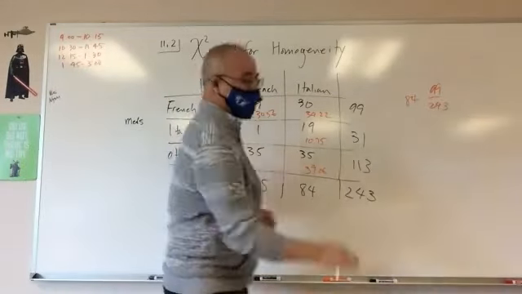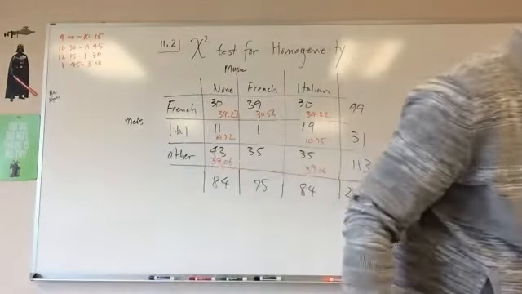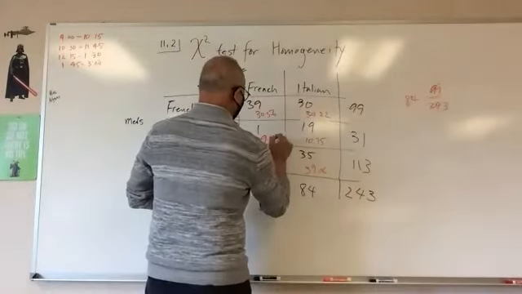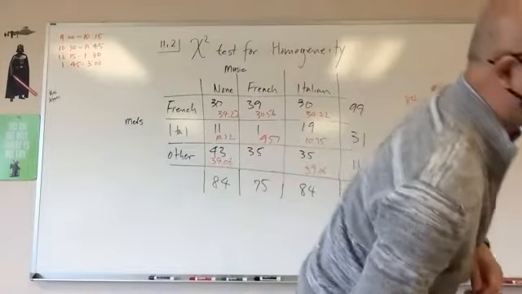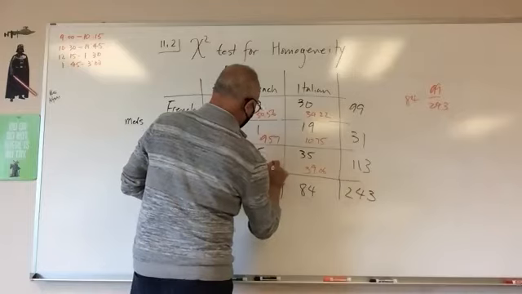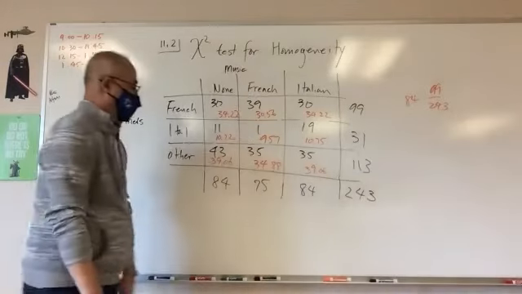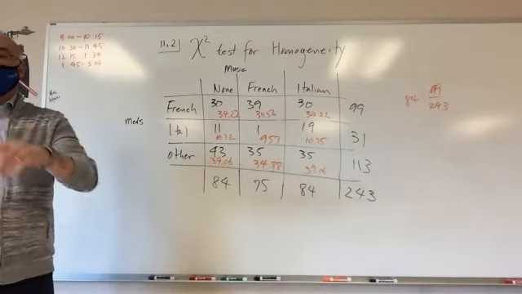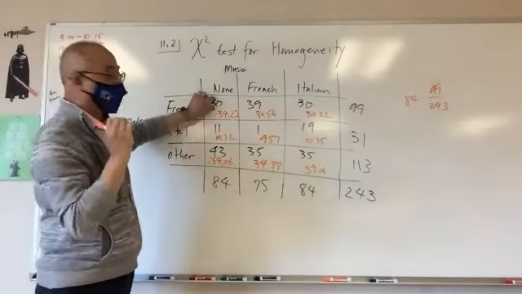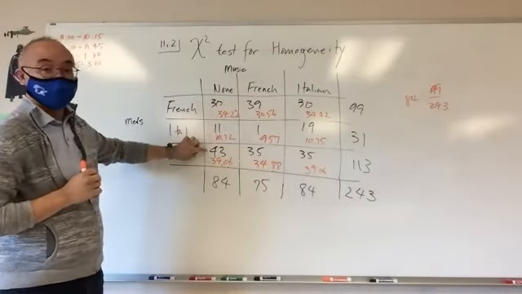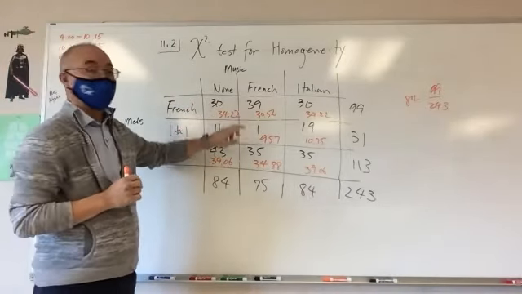And then these two guys are going to be 9.57. And then we're going to go 34.88, 34.88. So now we have kind of what we had before. We had the observed versus the expected on every single one. I have an observed, an expected, observed, and expected, observed, and expected.